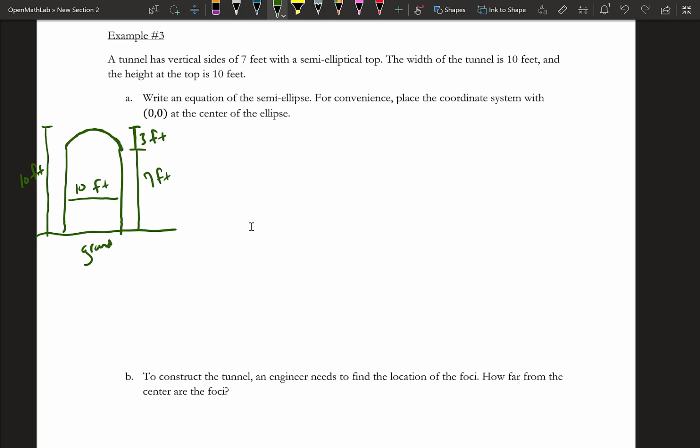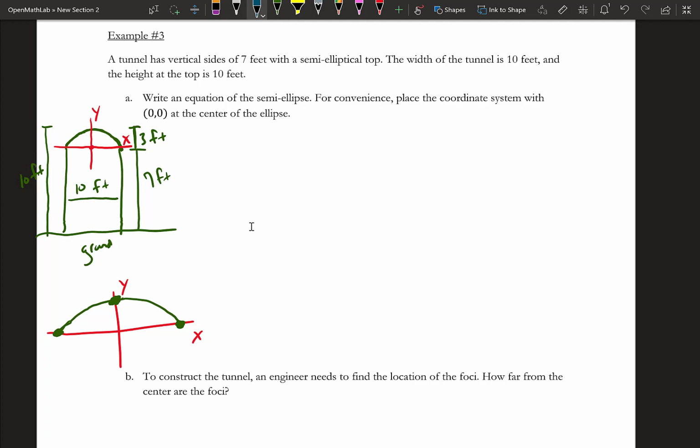So part A, what we're asked to do is write an equation of the semi-ellipse. For convenience, place the coordinate system with 0, 0 at the center of the ellipse, right? So the center of the ellipse would be here where this red dot is. So we're going to let this be my x-axis and this be my y-axis, right, to be able to draw this. So if I kind of just pick that apart, and I'll just draw this here, just kind of blow that up, if you will. Then here's what we have. We have this picture, right? So from this picture, I can come up with these points pretty easy.